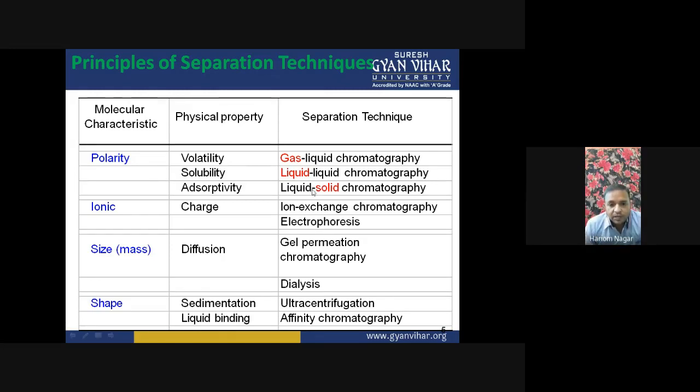Now, if the molecular characteristic is ionic, meaning the molecules are present in the form of ions, then their physical property, like charge, is affected by these ions. So charge is the principle for the separation of molecules. The techniques used on the basis of charge are ion exchange chromatography and electrophoresis methods.